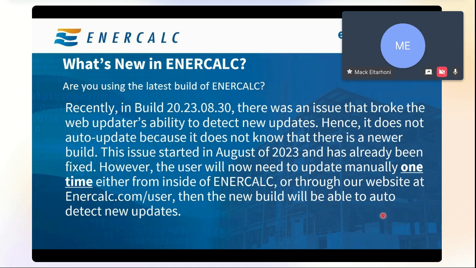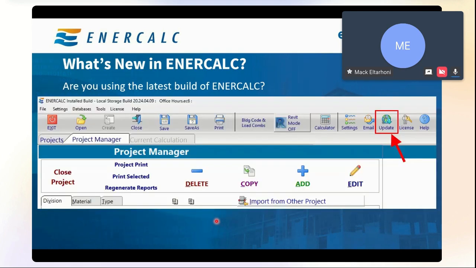One item that's very important to note is that back in August, there was an issue with the automatic updater, the web updater's ability to detect new updates. So for those who are on this specific build, 2023-0830, if you're stuck on this build, it's because it's not telling you that there's a newer version, however there would have been multiple updates since then. So this will require you to do an update manually one time only. You can do it through our website, which is enercalc.com/user, or you can do it directly from inside ENERCALC. And it's the same simple process.